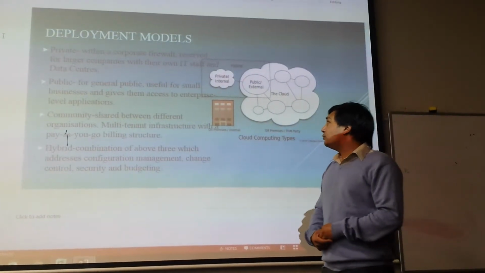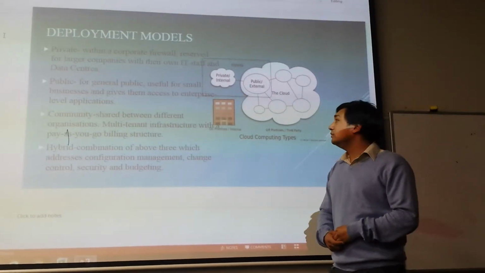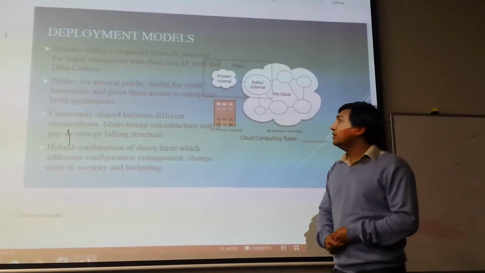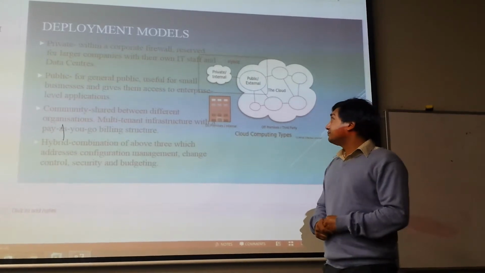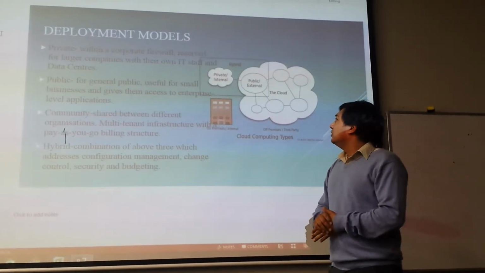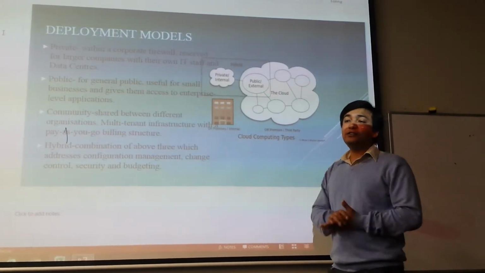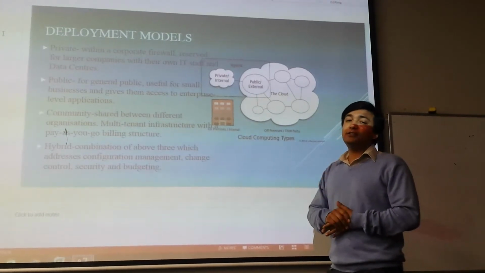So let's go through its various deployment models. In these deployment models, we have the private model, public model, community-based model, and hybrid combination. The private model is based on only a single company, where only the corporate firewall is reserved, where they have their own IT staff, and they operate in their own data centers only.